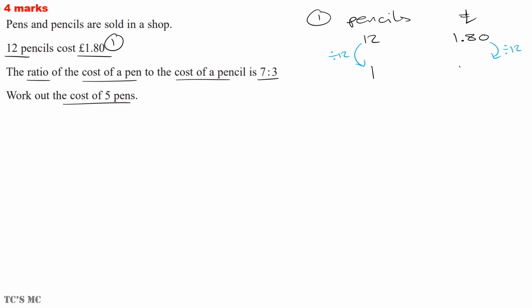We get 0.15. That means the cost of 1 pencil is 15 pence. Now we have our first mark. I'm going to use this as my step 2.